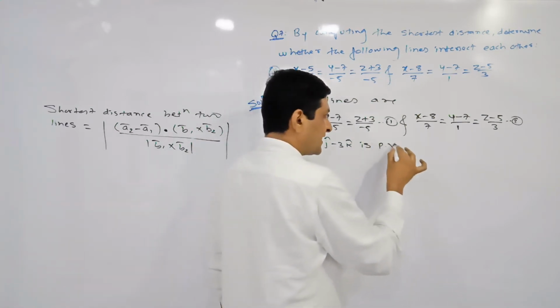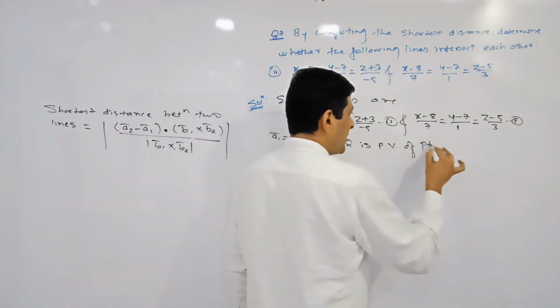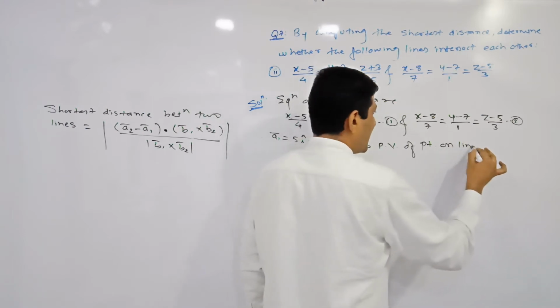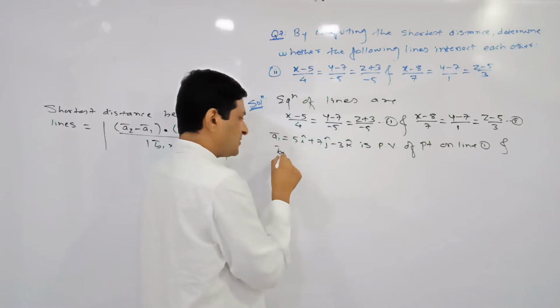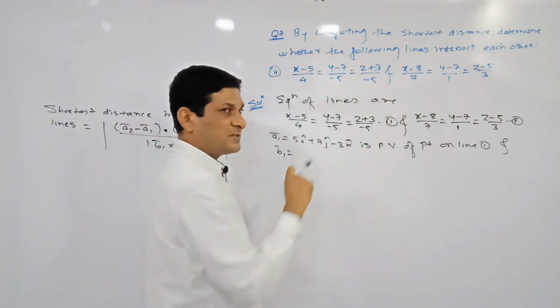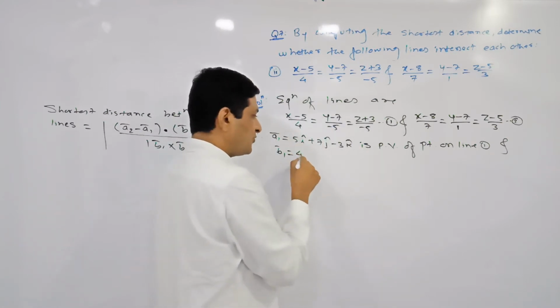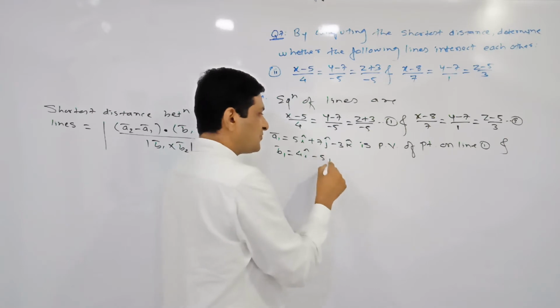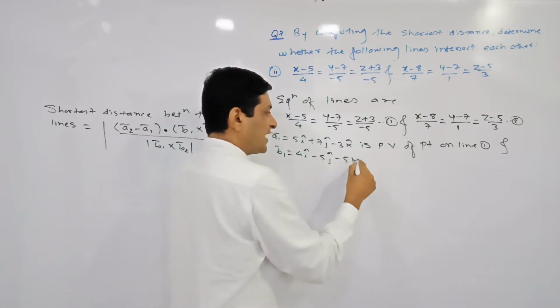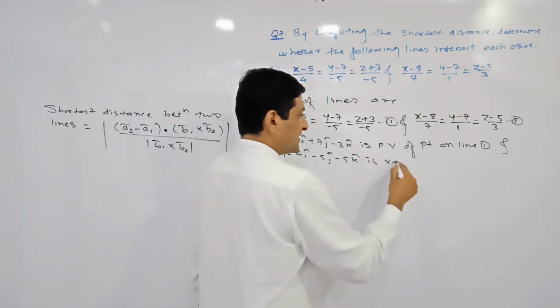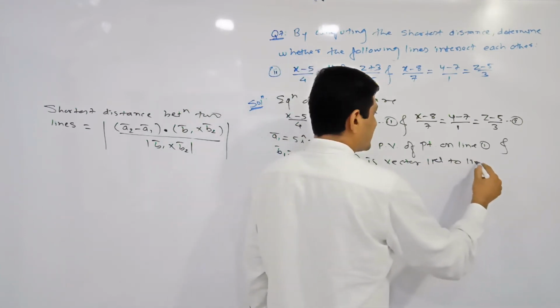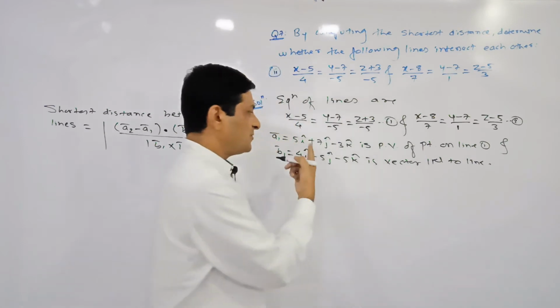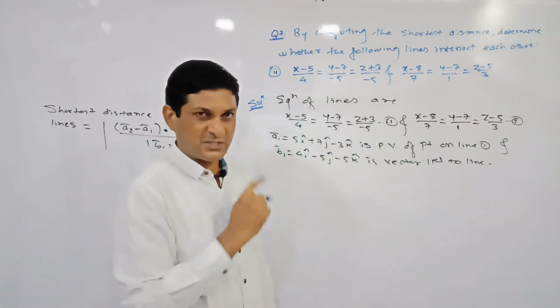It is the position vector of a point on the first line, and b1 bar is equal to, which is the vector parallel to this line? 4i cap minus 5j cap minus 5k cap is the vector parallel to the line. So these two values we have got from the first equation.